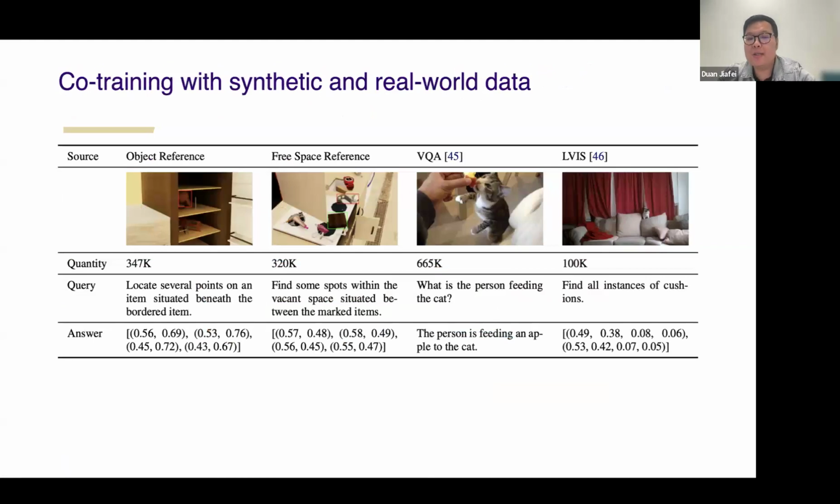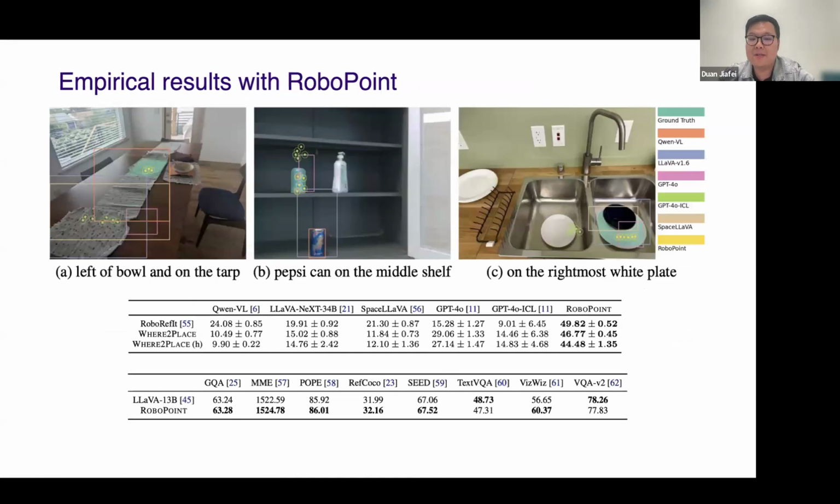And of course, co-training with synthetic and real-world data is a huge component of this. So we fine-tune RoboPoint with both the data that we generate in simulation and also with real-world VQA datasets that incorporate general knowledge into the VLM itself during the fine-tuning process. And this is just some of the empirical results of RoboPoint. As you can see, we outperform GPT, even GPT with in-context learning, and also some of the spatial VLMs. SpaceLLaVA is basically Google's SpatialVLM, and also Qwen-VL, and a bunch of the other models. At the same time, we retain general knowledge, as shown with AHA, for reasoning.